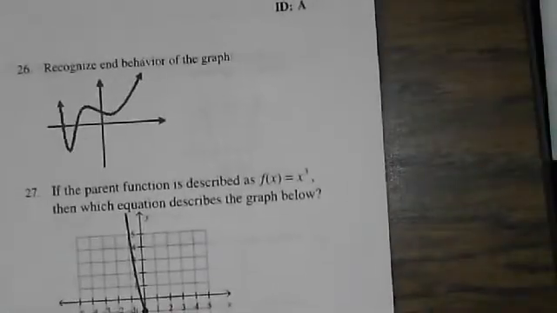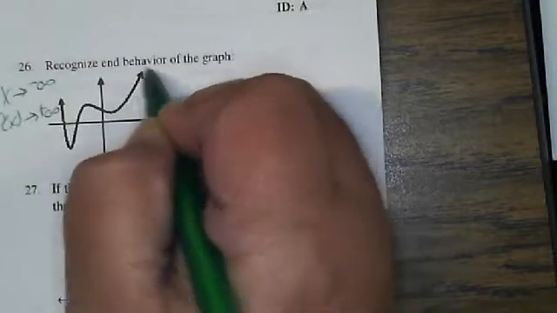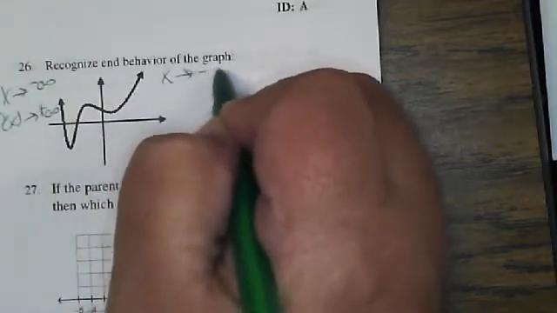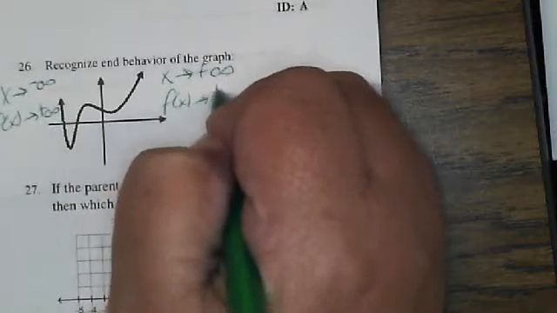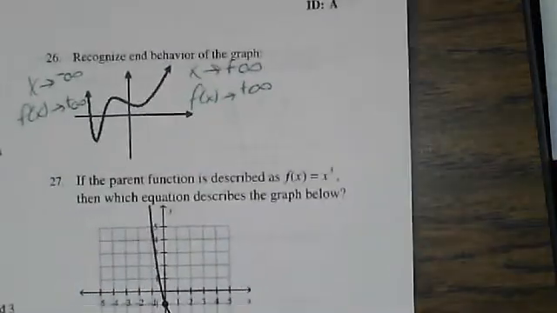26. End behavior over here on the left, as x approaches -infinity, f of x is positive. And over here on the right, as x approaches positive infinity, f of x approaches positive infinity.